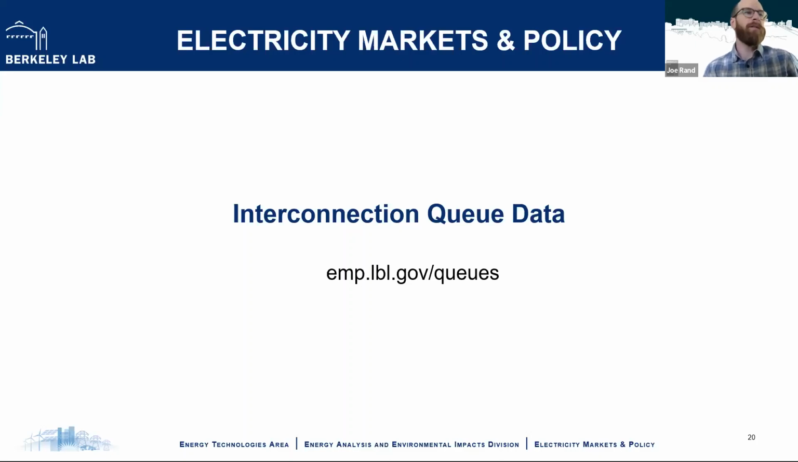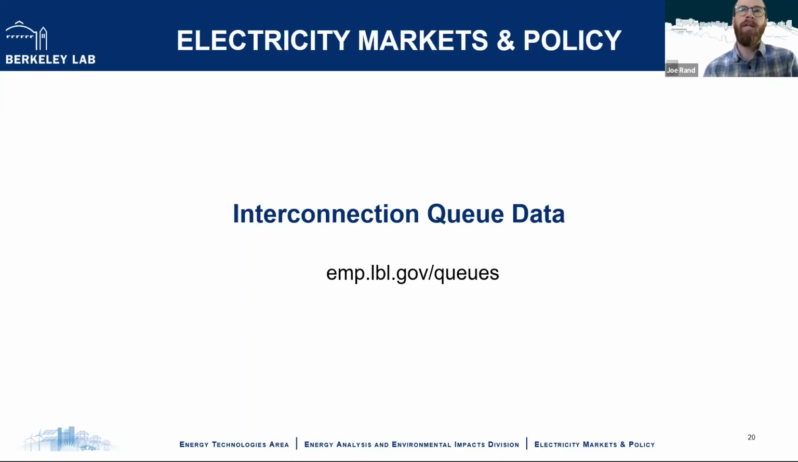Actually, Berkeley Lab has been collecting interconnection queue data for quite a number of years. Historically, we would just summarize it and put one or two figures in our annual wind or solar market tracking reports. But more recently, we've been really expanding the data collection and dramatically expanding the analysis of these data. And now we actually release a standardized and cleaned interconnection queue data file annually.